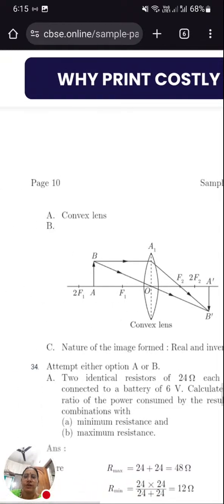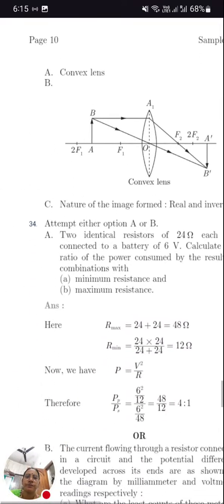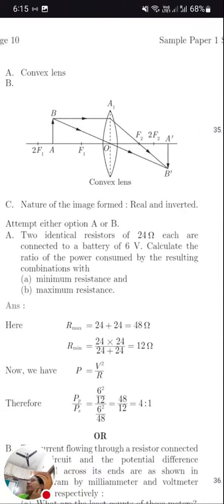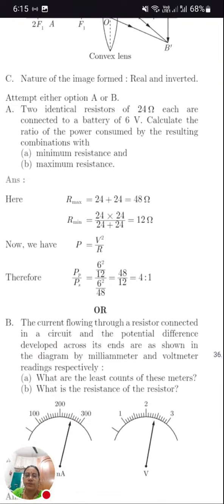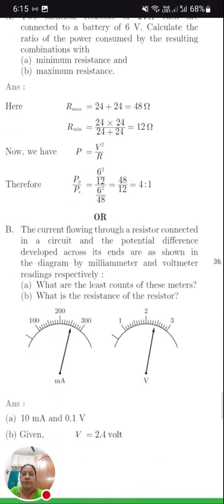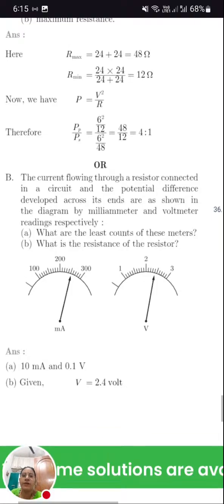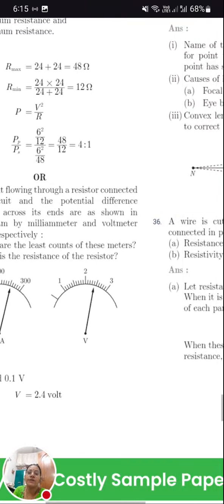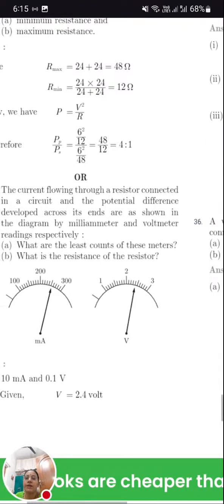The question is not given there directly; they started with the answer. Calculate the ratio, calculate the power. What is the resistance of these resistors? Okay, volt we calculated, we need to calculate resistance. The second question is given: what is the resistance of these resistors? Resistance we need to calculate.